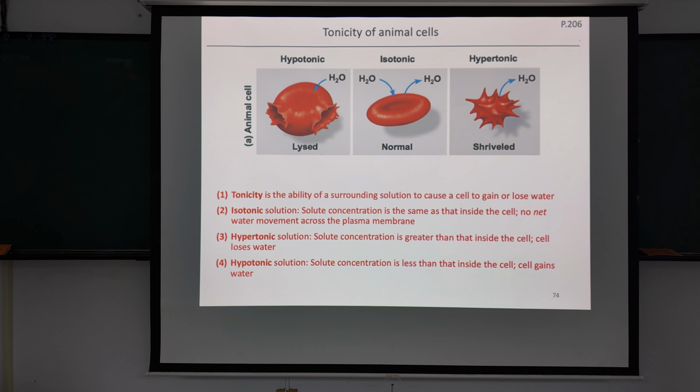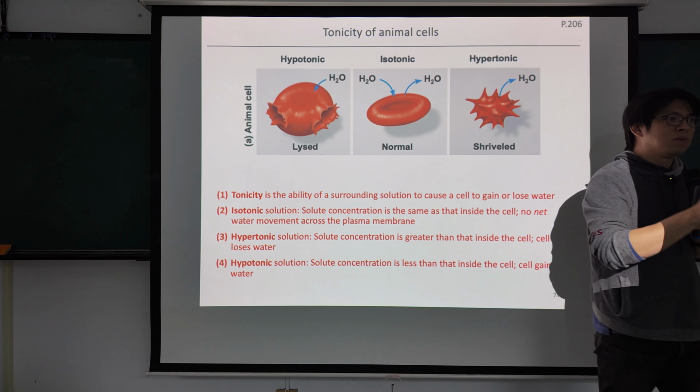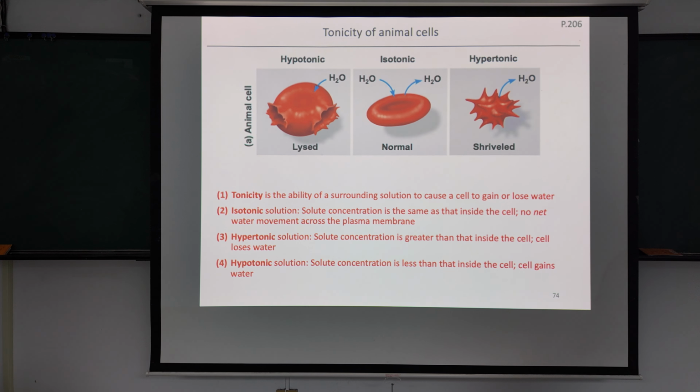Okay, yeah. Okay, so when we talk about the hypertonic, isotonic, and hypotonic, we call this tonicity, okay, which is the ability of the surrounding solution to cause a cell to gain or lose water. Okay, but again, when we talk about the osmotic pressure, this only happens if the water can really go across the membrane. But in the beginning, for the pure phospholipid bilayer, the water is only slightly permeable to the pure phospholipid, right?